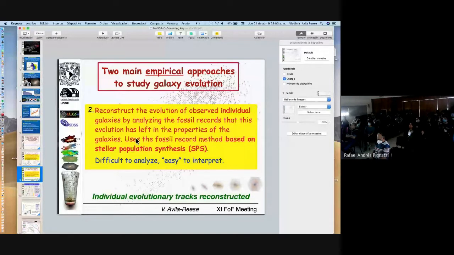You have the galaxy observed today, and you can infer the evolution, at least the star formation histories and the chemical enrichment of these galaxies. In this case, it's very difficult to analyze these data cubes, but the interpretation is easy. You are just tracing the evolution of an individual galaxy. For this, we have to use the fossil record method.